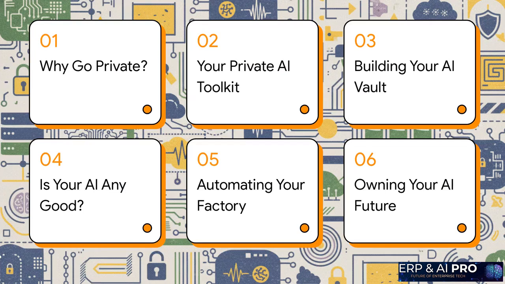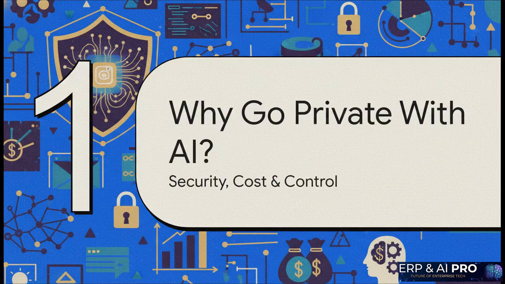We're going to walk through this whole thing, step by step. First, we'll talk about why going private is such a powerful business move. Then, we'll assemble our toolkit, build our secure AI vault, and actually make sure our AI is any good at its job. And finally, we'll automate the whole process and really look at what it means to own your AI future. Okay, let's dive right in.